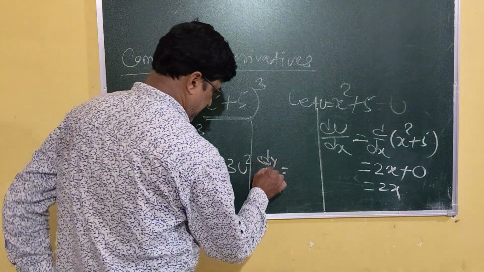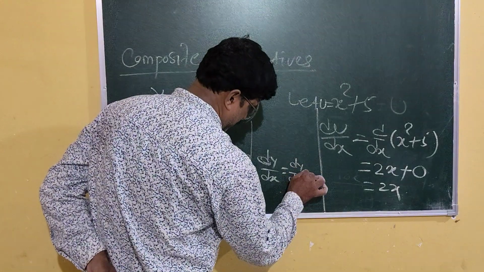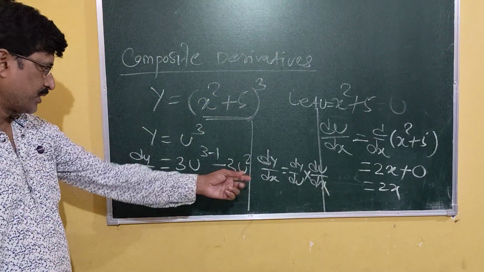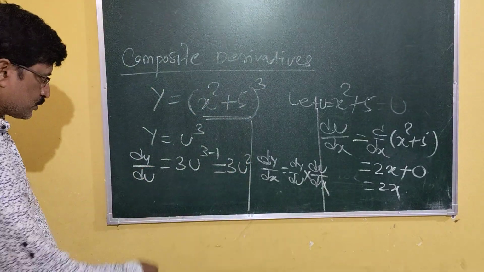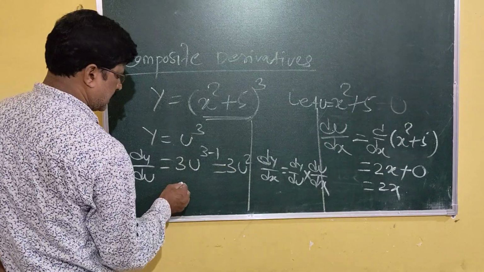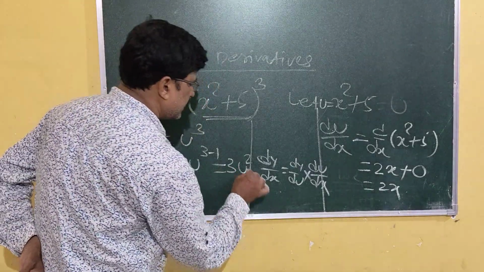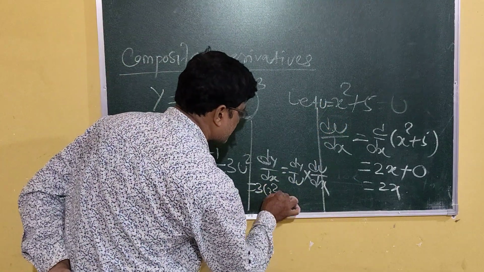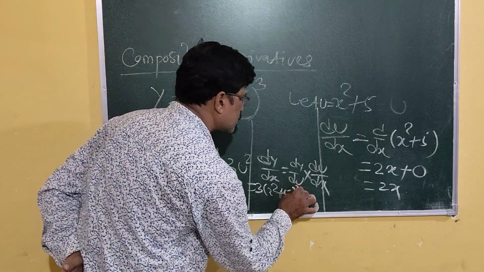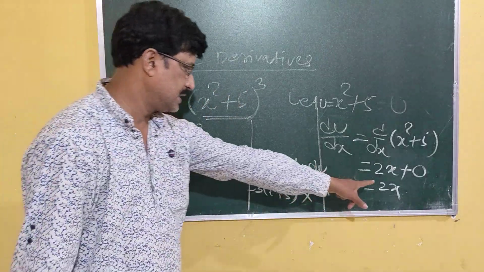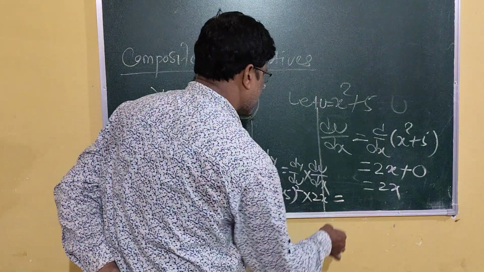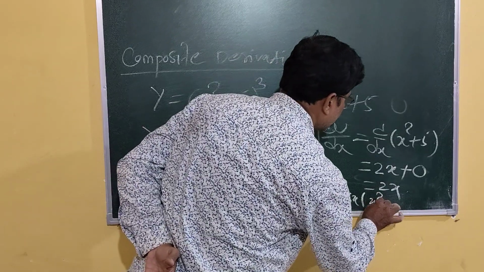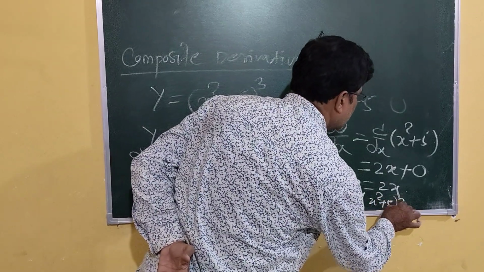Dy by dx is equal to dy by du into du by dx. See, dy by du is equal to 3u square. We can change this one as 3u to the power 2, where u means x square plus 5. So we can put x square plus 5 whole square into du by dx. Du by dx, that is 2x. So it becomes 2 into 3, that is 6x into x square plus 5 whole square.